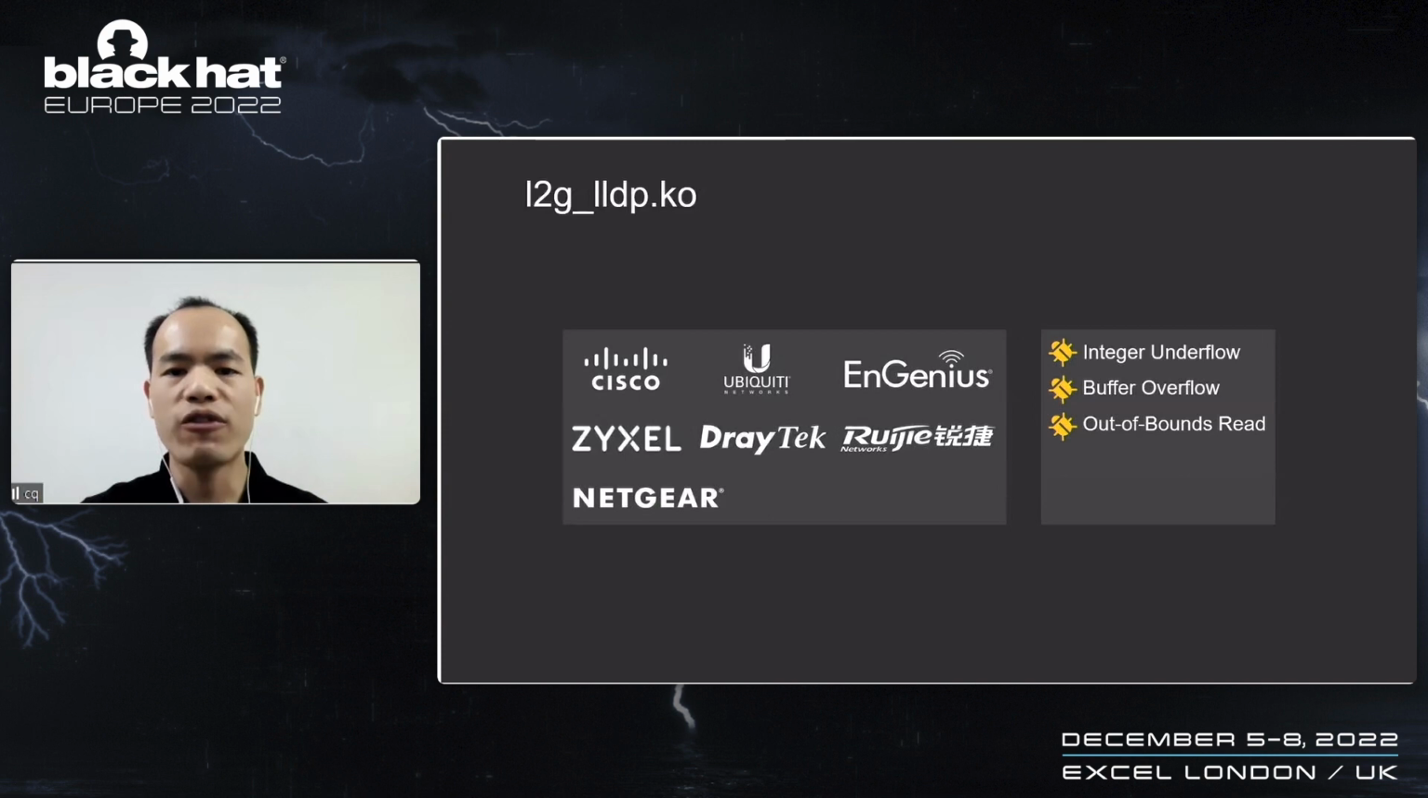So far, we have talked about 3 open source projects. The next one is a closed source component called L2G LLDP.GitHub. As its name indicates, it's a loadable kernel module. This module is used in switches from Cisco, Ubiquiti, Draytech, and so on. Several vulnerabilities were found in this module, like integer underflow, buffer overflow, out-of-bound read.